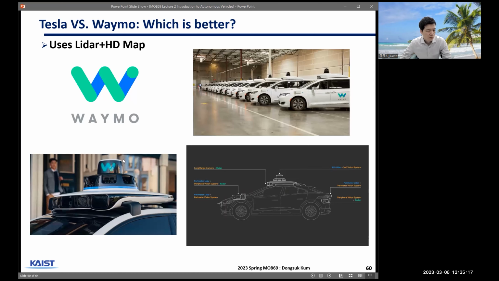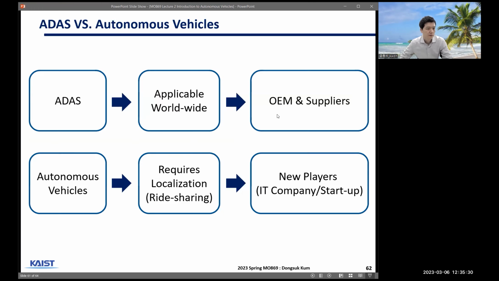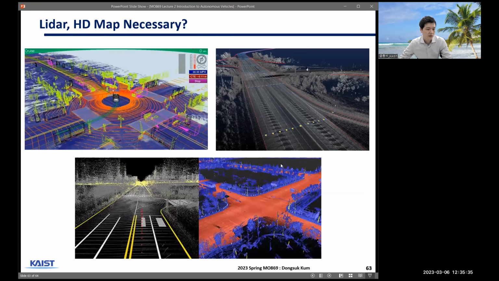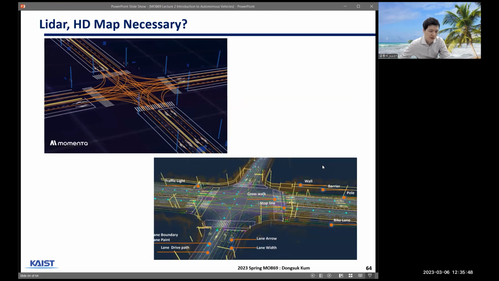So this is Waymo. Waymo definitely uses LiDAR, multiple LiDARs, and it also uses HD map. Okay. And what about the map, HD map? Is HD map absolutely necessary? It depends, right? So let me wrap up here.